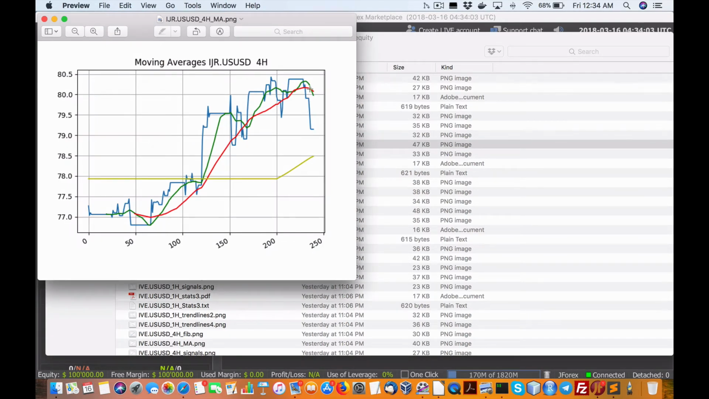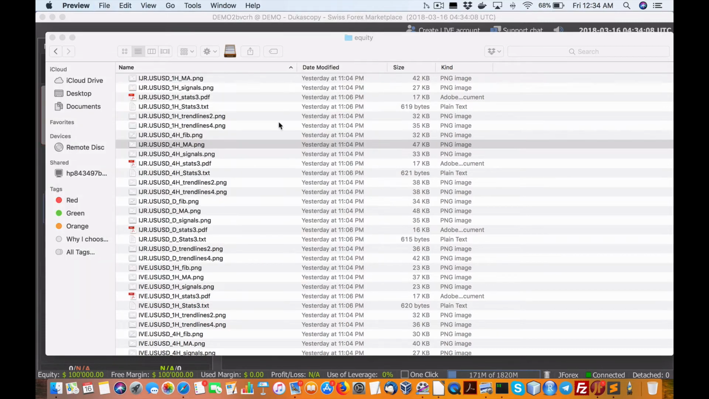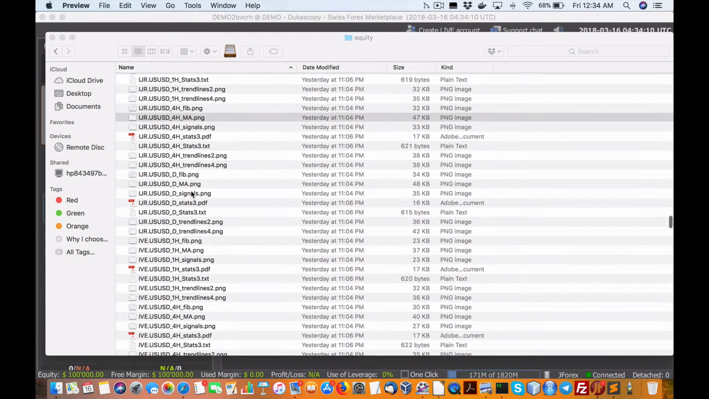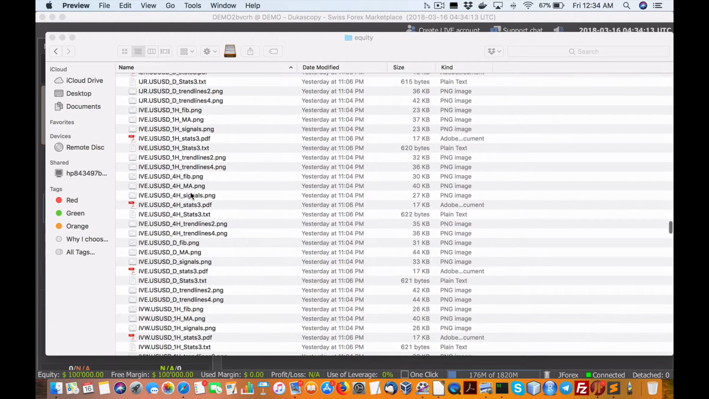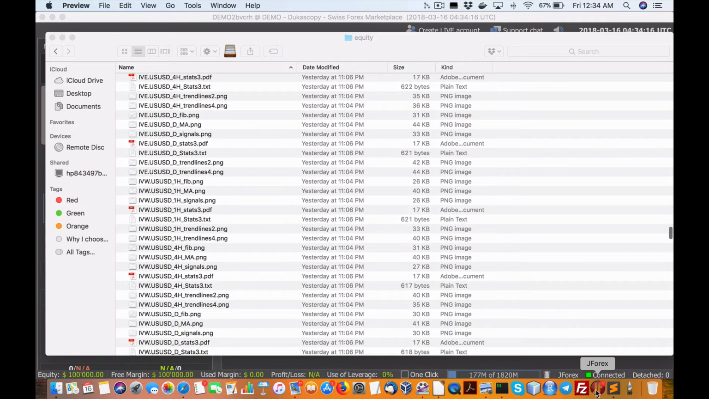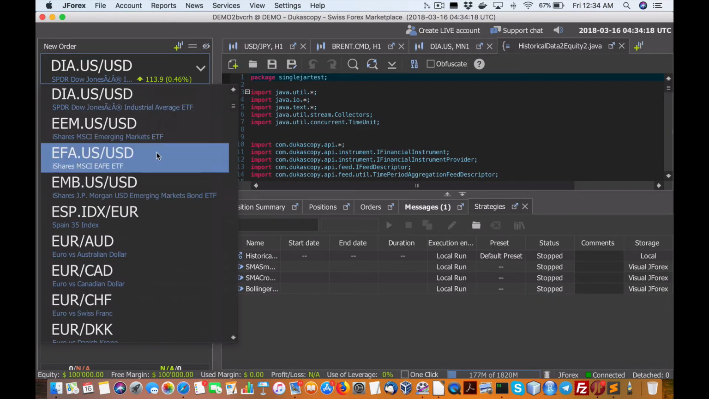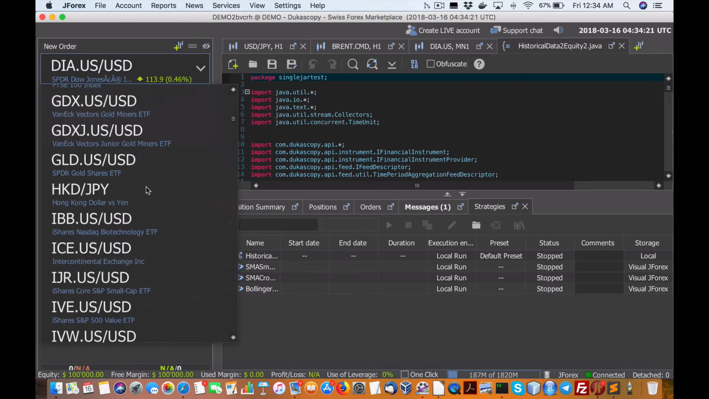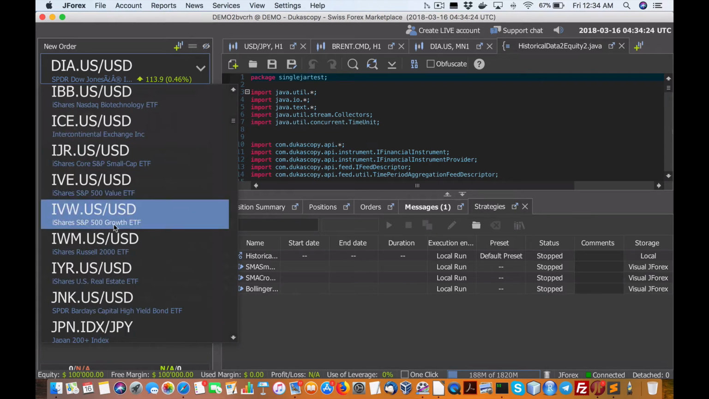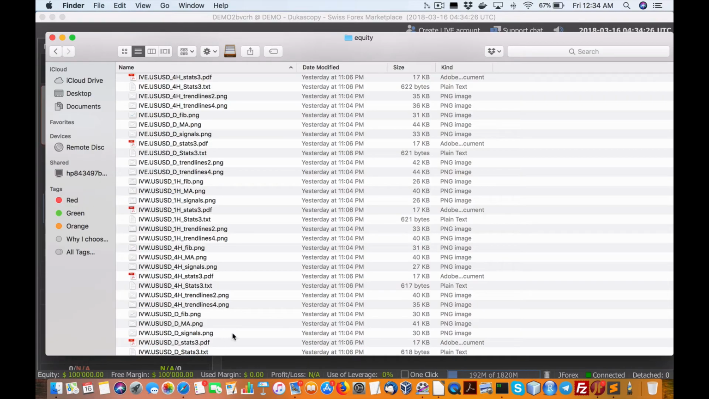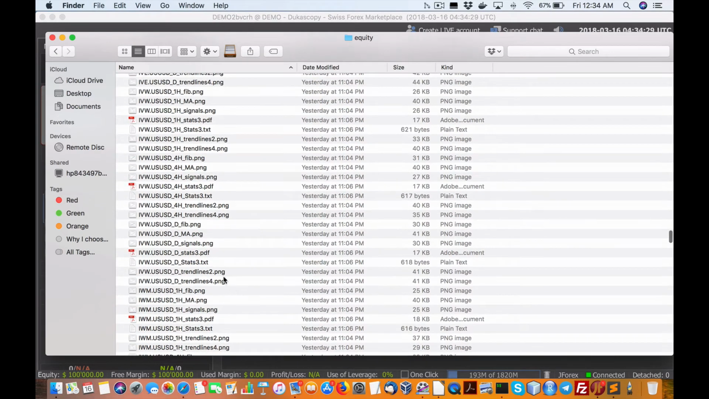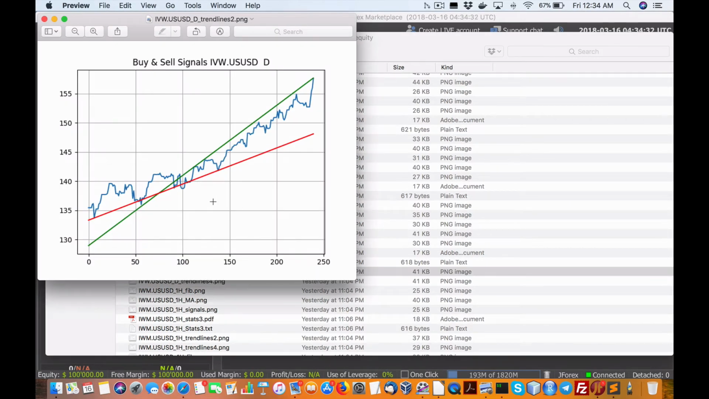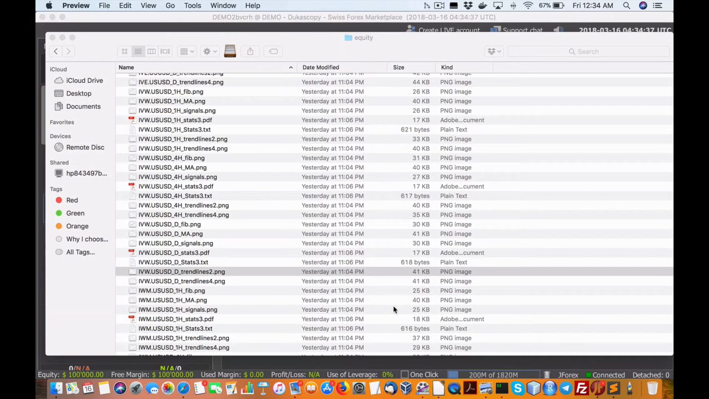Definitely, we just got that. The 50 has crossed. Not a good one. Okay, so we have the IVE, IVW. IVW. So we have S&P growth. This might not be another good one. So definitely right here, the trend's looking pretty good. IV growth.